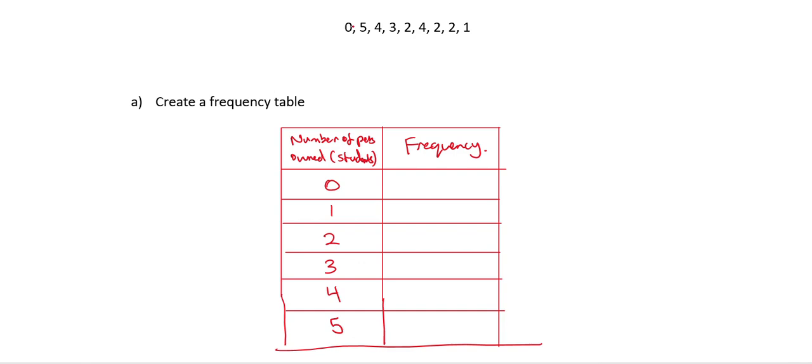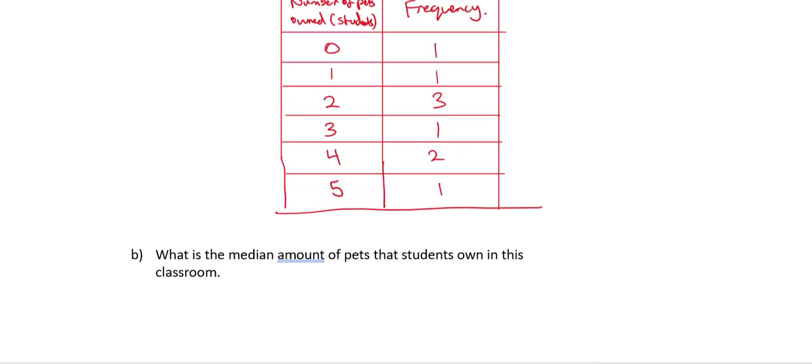So how many zeros do I have? I have one, so I'm just going to do one. How many ones do I have? Just the one there. How many twos do I got? I got one, two, three. How many threes? One. How many fours? I got two. How many fives? I got the one. Okay, just like that. So that's how it should look like typically. I'm just going to erase all of this.